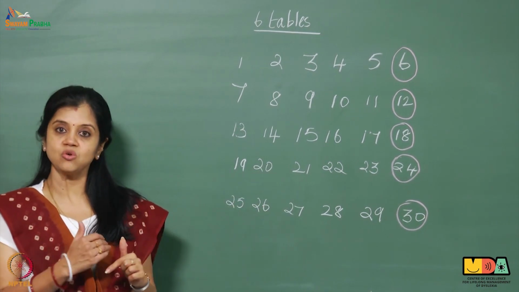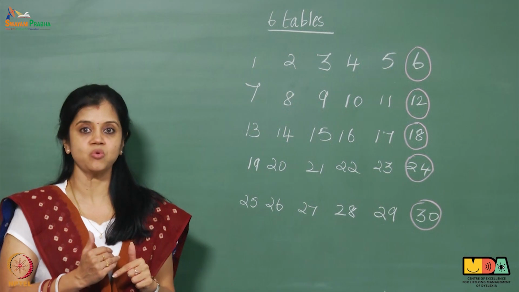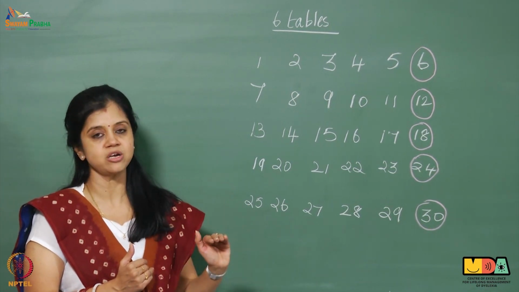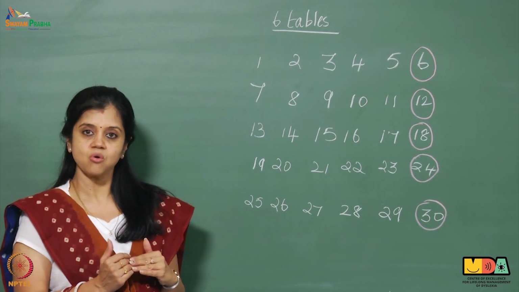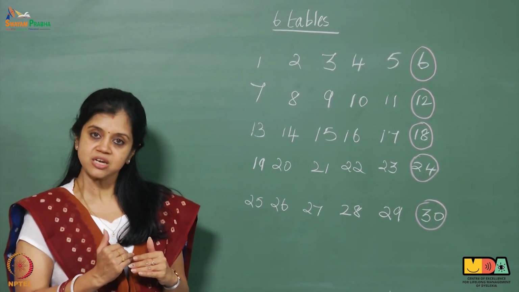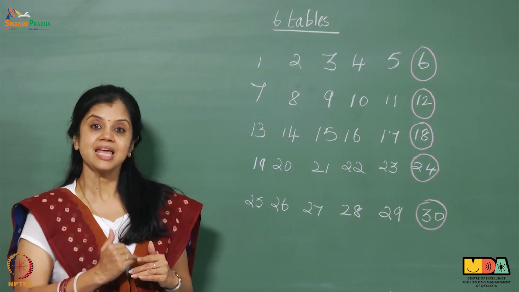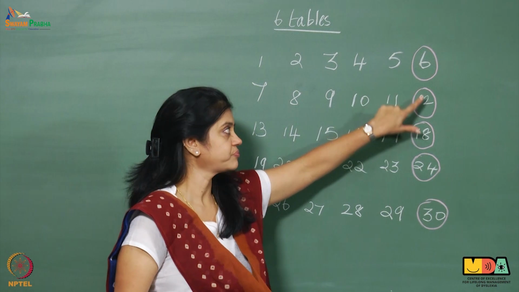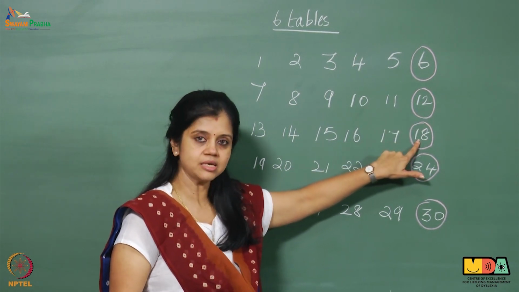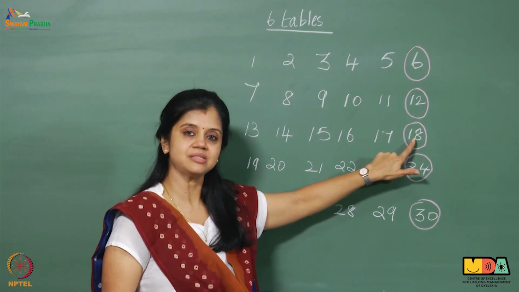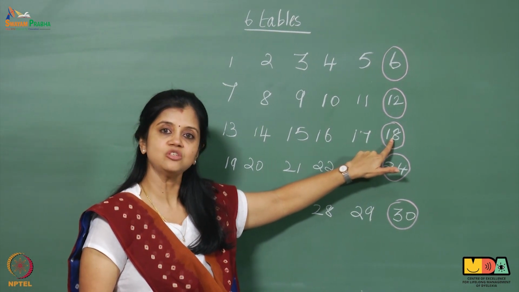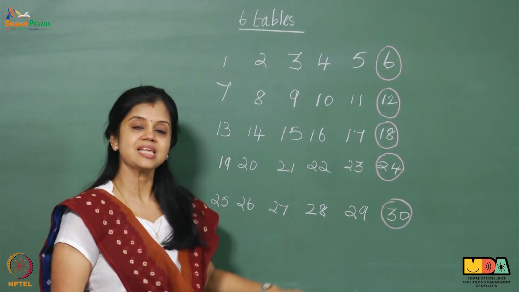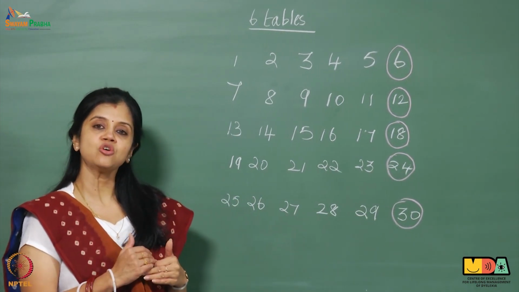Here there is no skip counting or jumping or counting in 6. It is just writing numbers continuously from 1 to 60. Now, if they need to find out what is 6 into 3, they go to the third row and look at the last number, which is 18. So, 6 into 3 will give you 18. What is 6 into 5? Which row should they go to?